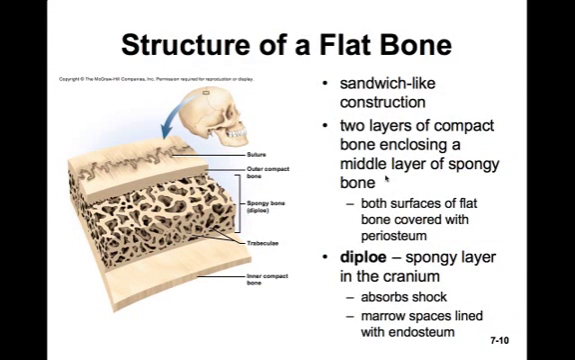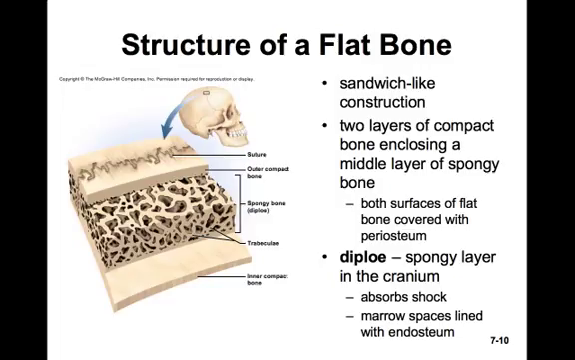Now, flat bones have distinctly different structure than long bones. It's more of a sandwich-like construction. We see two layers of compact bone enclosing a middle layer of spongy bone. And you can see the spongy bone looks spongy. Naturally, it isn't actually spongy in texture. It just has a spongy appearance.